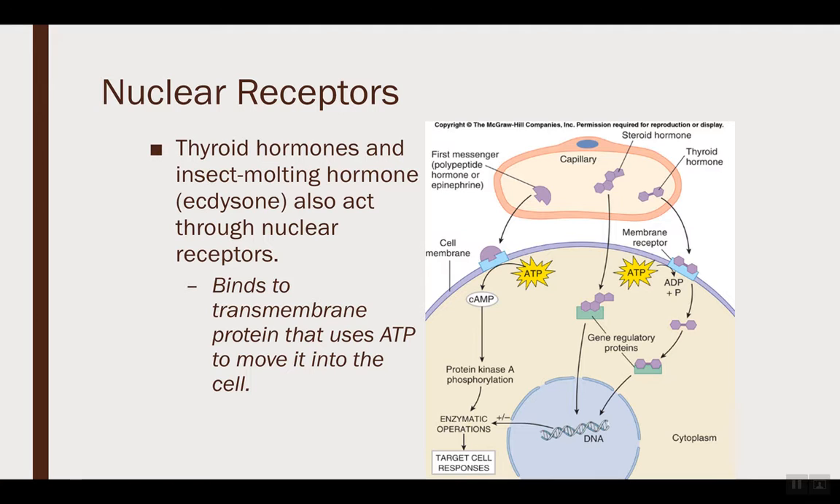We also have thyroid hormones that act through nuclear receptors. So they bind to a transmembrane protein, but that actually brings it in. Okay, so that's the one on the far right. So what you're seeing there, it has a membrane receptor, but that membrane receptor actually uses energy to bring that molecule into the cell. And that then again binds to a protein, that's our third pathway on the far right, and has an effect on the DNA itself.